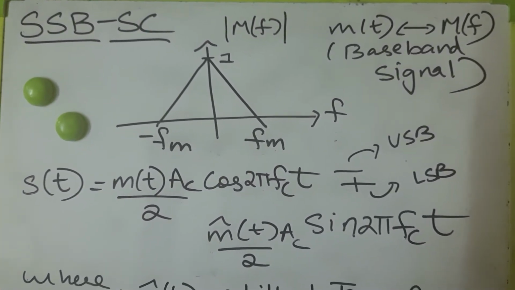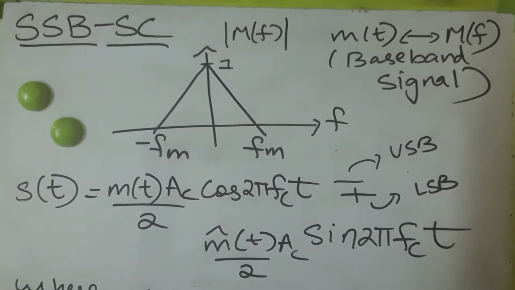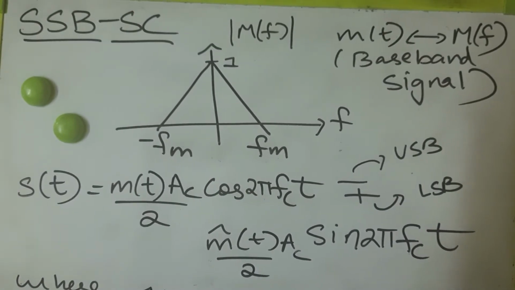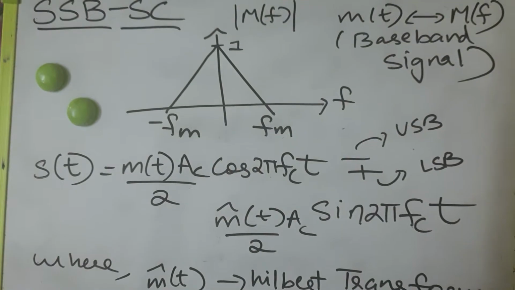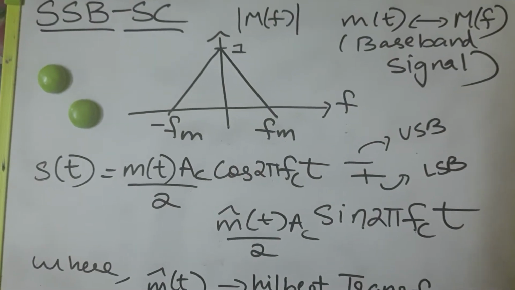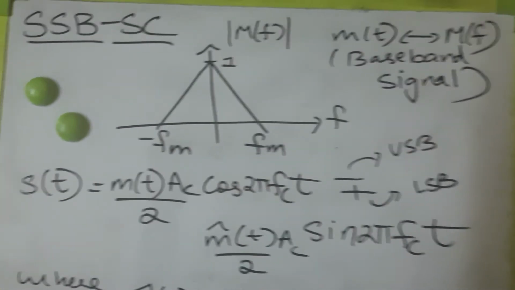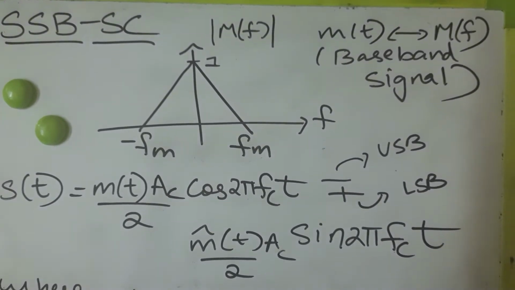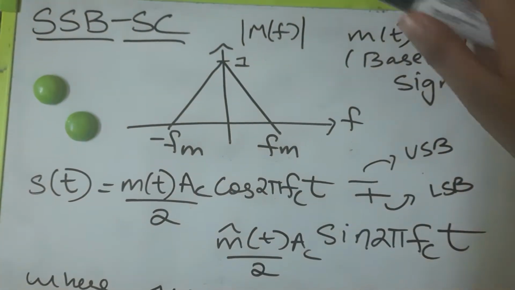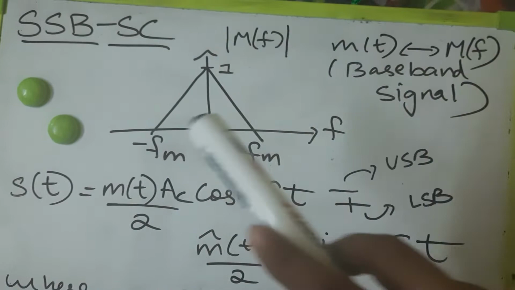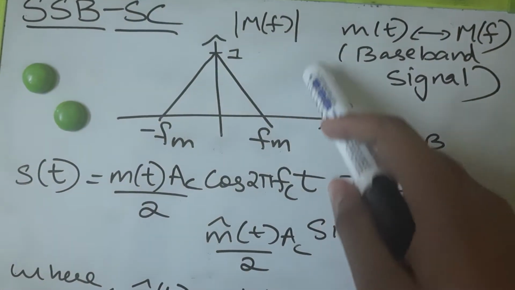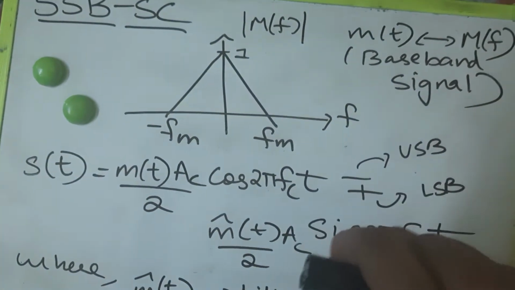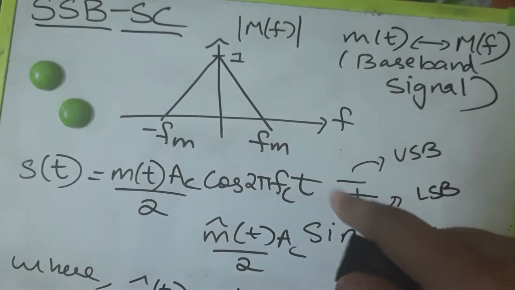Hello everyone. Today I am going to discuss the third type of amplitude modulation known as the SSB SC modulation. Now, in SSB SC modulation, we will use a baseband signal m of t whose Fourier spectrum I have shown here. Now, first of all, what is SSB?